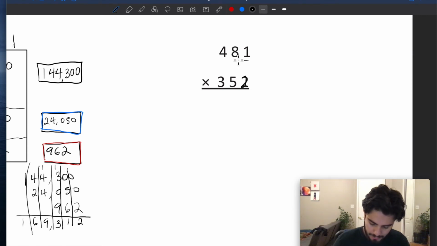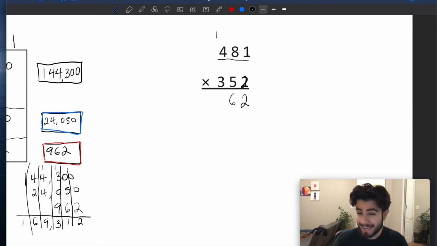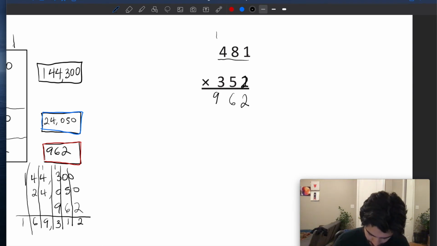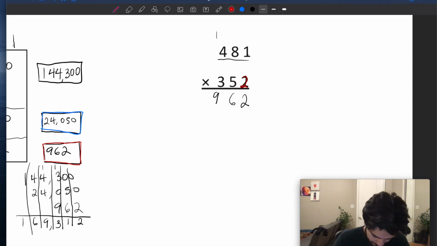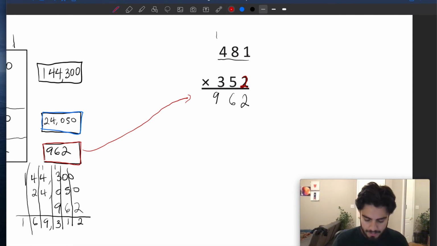2 times all of these numbers from right to left. Let's see if we can do it. 2 times 1 gives me a 2. 2 times 8, 16. Carry my 1. 2 times 4 gives me an 8 plus your 1, 9. 962. Now, check out how that is exactly what we got over here. Okay? Now, if we do this next one correctly, this 5, we should get what we got on our standard algorithm.